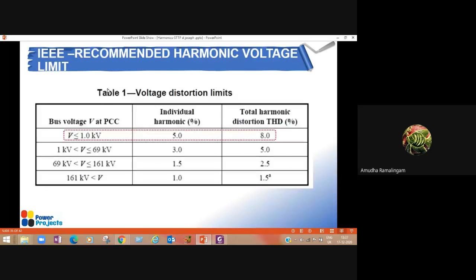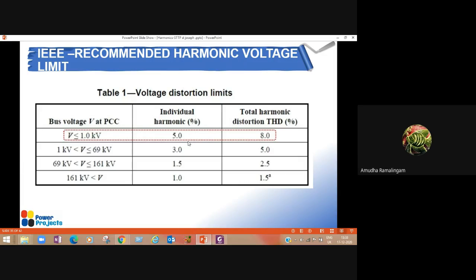I have just taken this from IEEE 519 2014. So they have given the voltage distortion limit for the system. Okay, so the voltage distortion limit is based on the voltage at the point of common coupling. If it is a low voltage system, the total harmonic distortion should be maintained within 8. So based on this voltage, you have to maintain the THD of the system. The THD limits are given here, and all these other values are the individual harmonic limits. So if you take the total harmonic voltages, it is the THD.